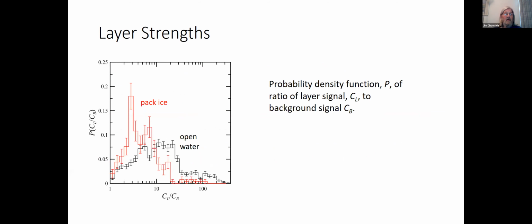Here's a plot of layer strengths. This is from 2014. Again, it's a ratio of the concentration in the layer to the concentration in the background. In open water, there's 2 orders of magnitude plus variation in the strength of the layers. In the pack ice, there's less of a variation. The layers tend to be less strong again, and with less variability.